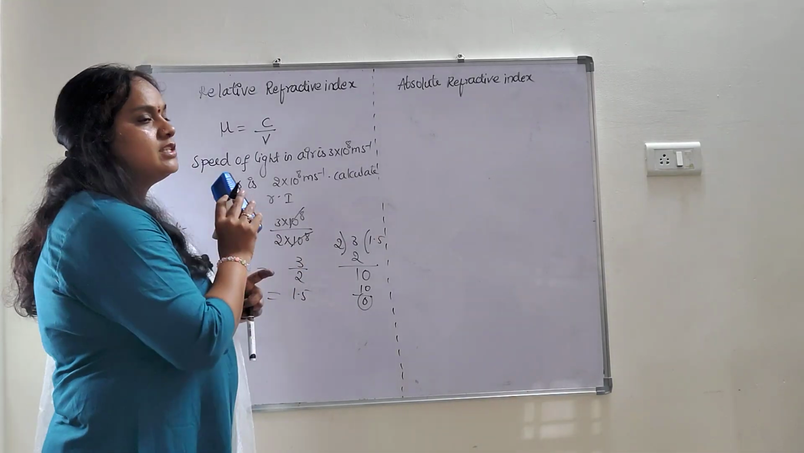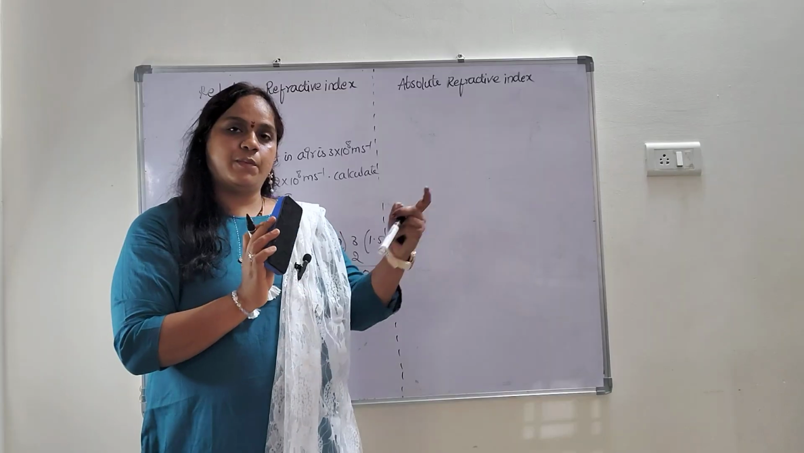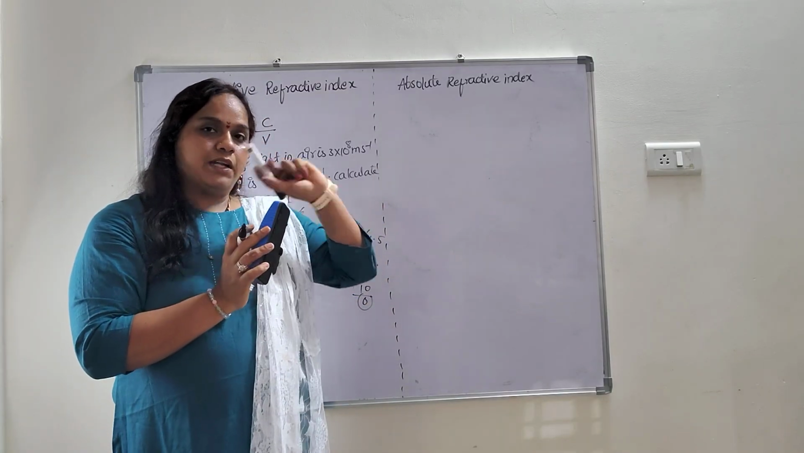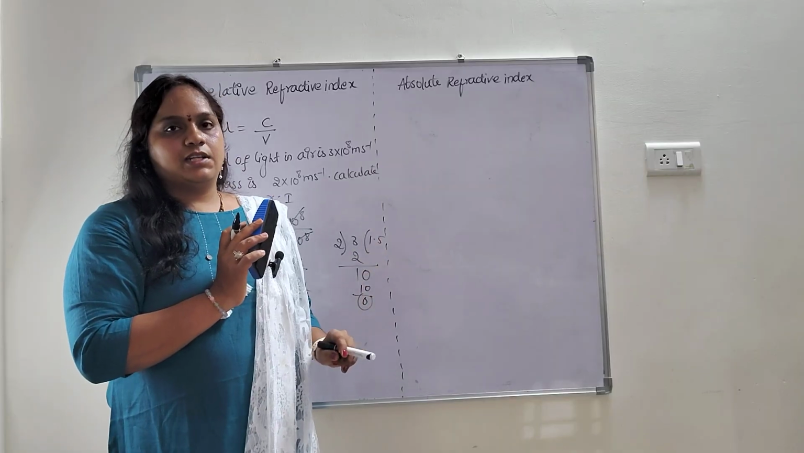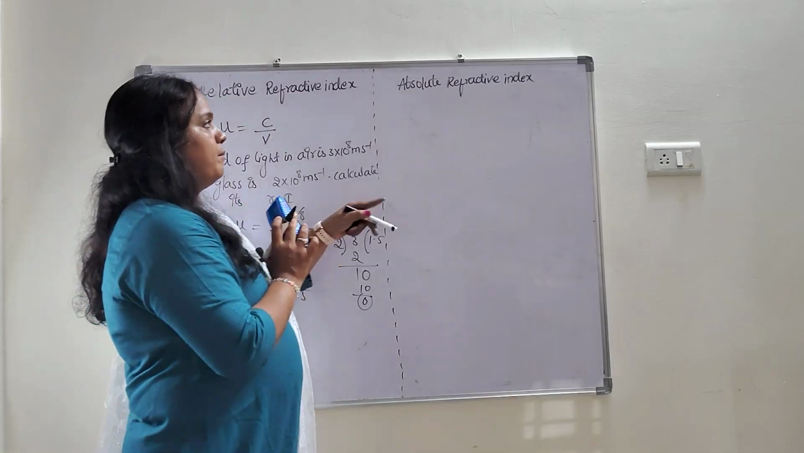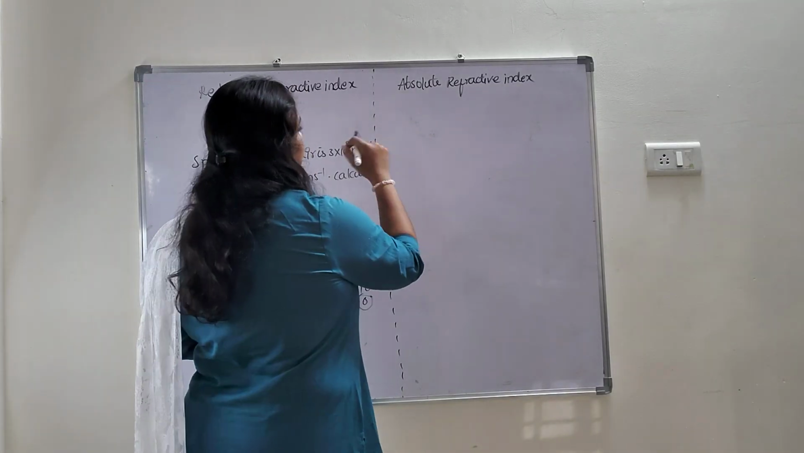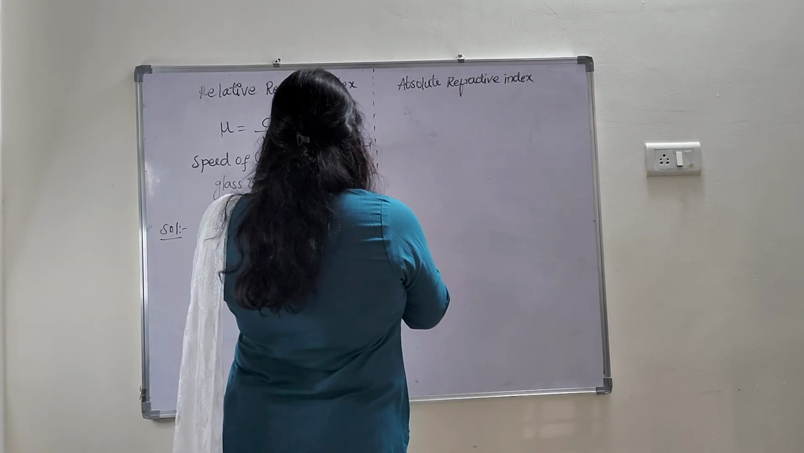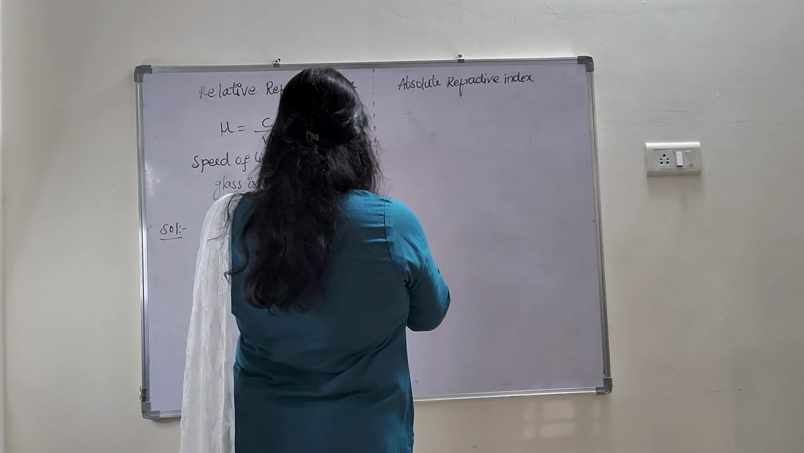For refractive index there will be no specific units. Why? Because it is going to be dealing with different mediums. So there is no particular unit for refractive index. So this will be 1.5 only. Next, coming to the absolute refractive index, the question will be given like this.